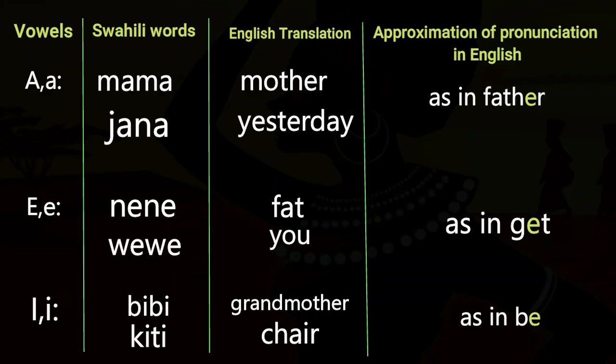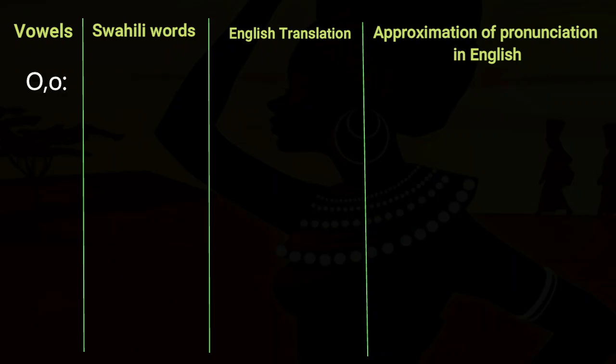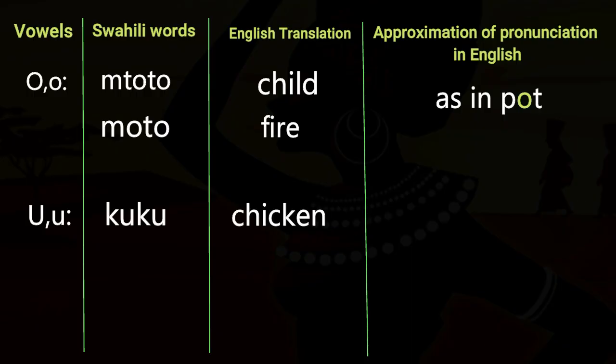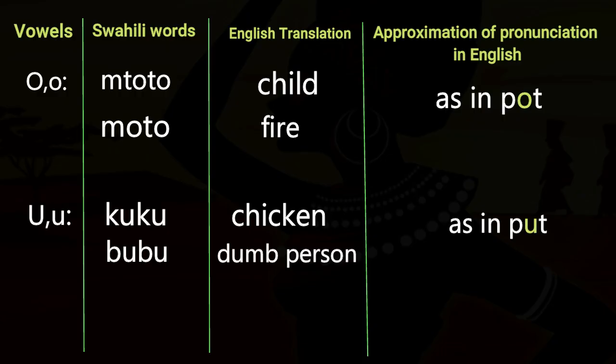The fourth vowel is O in words like mtoto, child, moto, fire, as in pot. And then the last vowel is U in words like kuku, chicken, buu, dumb person, as in put.